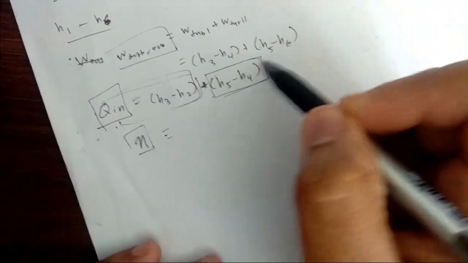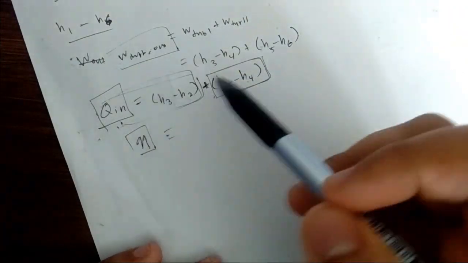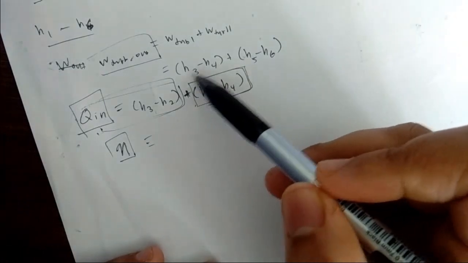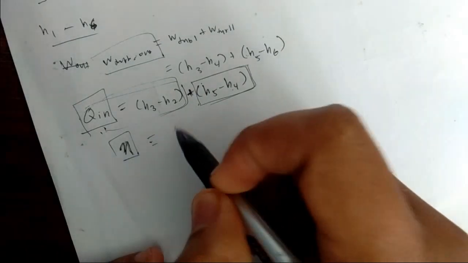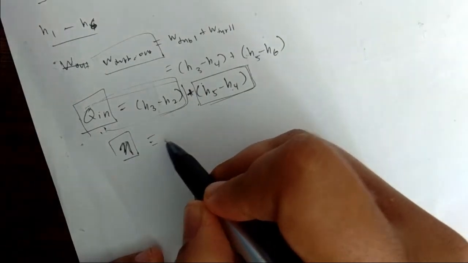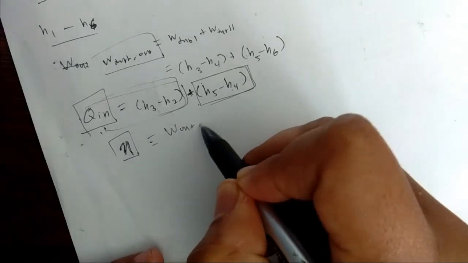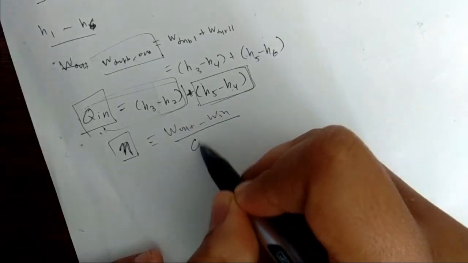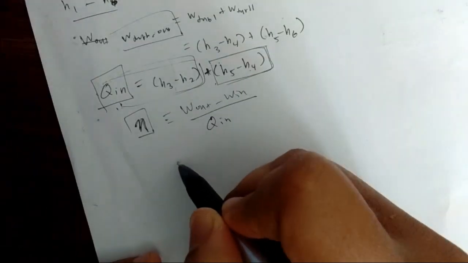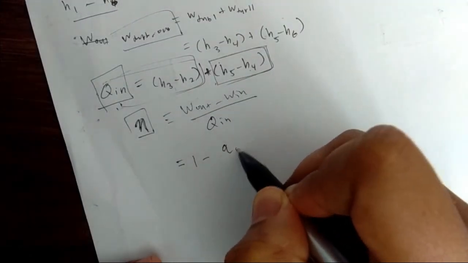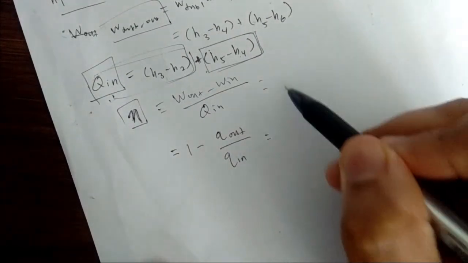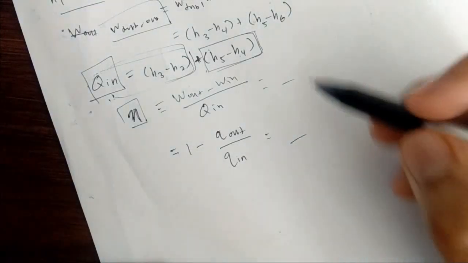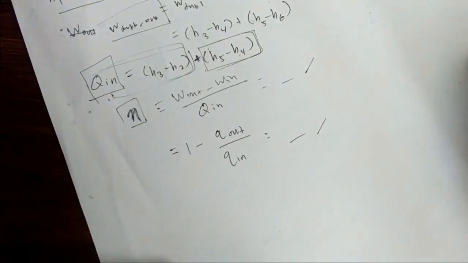So using those equations, you just substitute all the enthalpy values and calculate the efficiency, which is work out minus work in divided by Q in. Or you can also use this equation, 1 minus Q out divided by Q in. So you will get the same answer. Please do this and submit in the Google Classroom. Thank you.